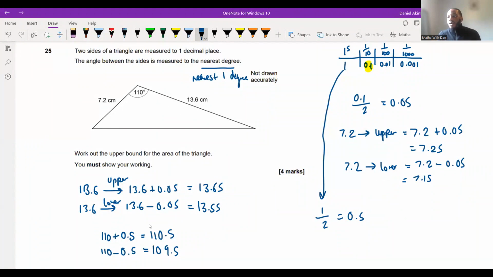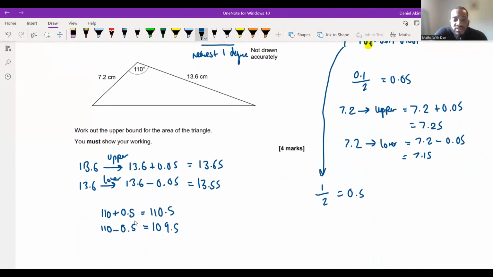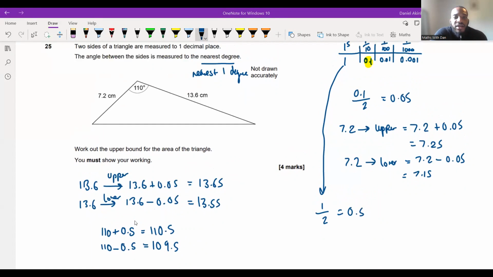How many of us got all of our bounds? This correct? How many of us got this? This all clear? Yeah, good stuff. Well done. All right. Now continuing.